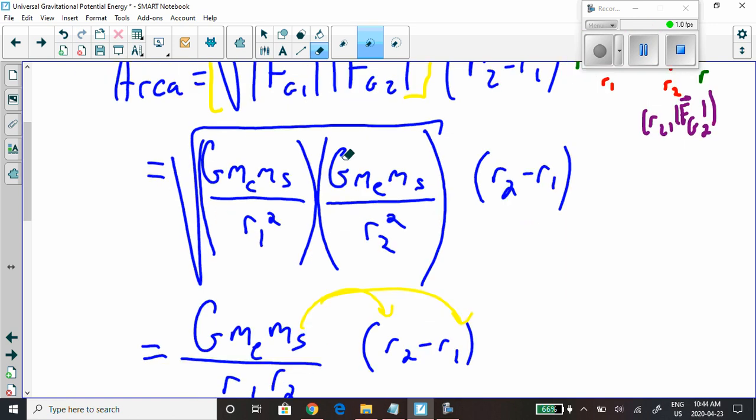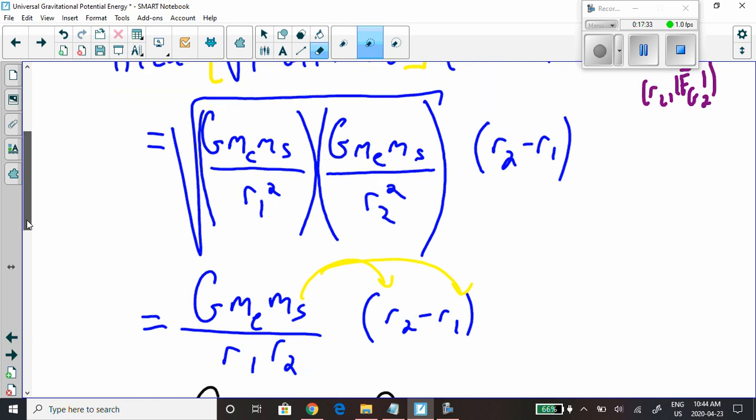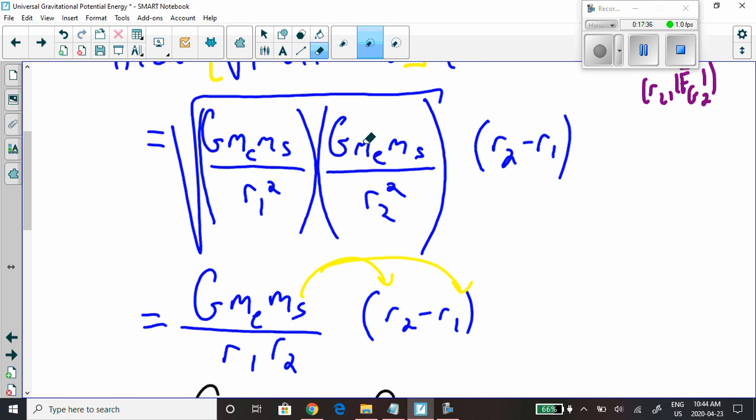Let's take a look at this. We're going to multiply these two together. G times G, G squared, but you're finding the square root of G squared, G. Mass of the Earth times mass of the Earth, mass of the Earth squared, but we're finding the square root, mass of the Earth. Mass of the satellite times mass of the satellite, square them, but you're finding the square root, so it's just mass of the satellite. Then R1 squared times R2 squared, but we're finding the square root of both of them, so it's a denominator of R1 R2. And the bracket for the base of the rectangle remains. This remains R2 minus R1. That remains.